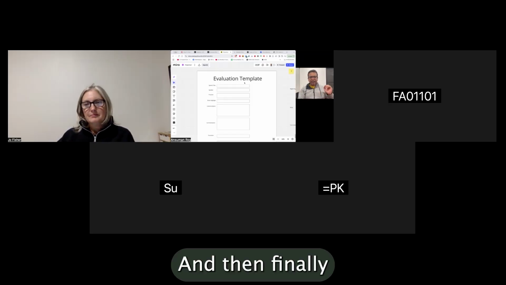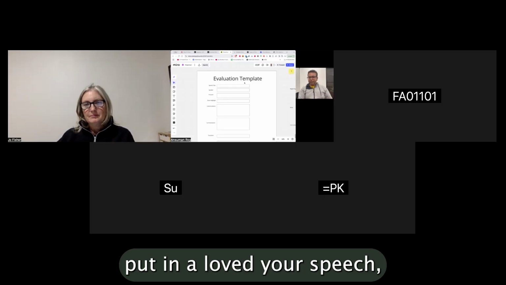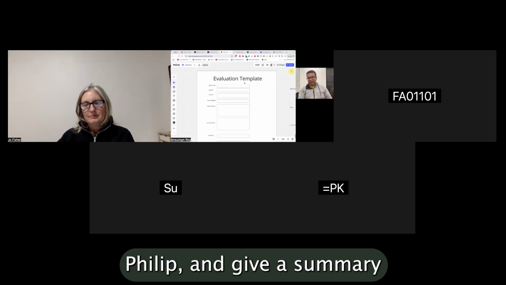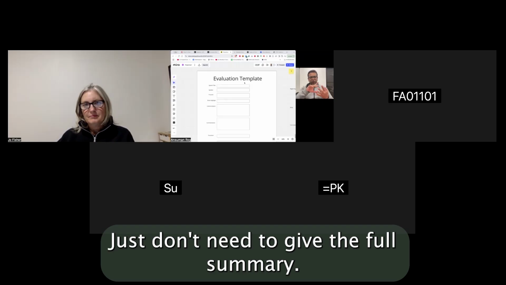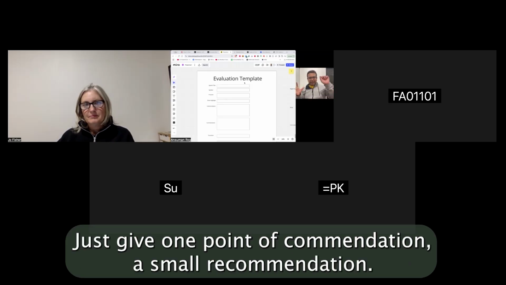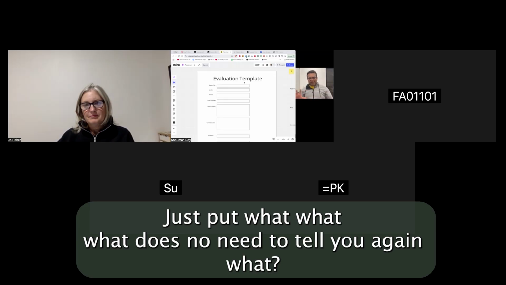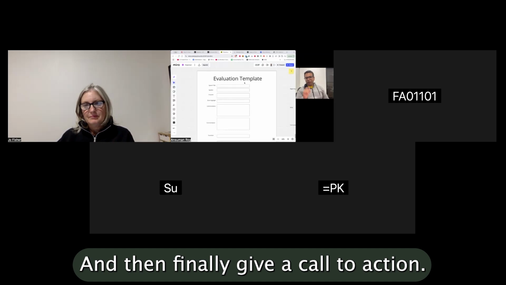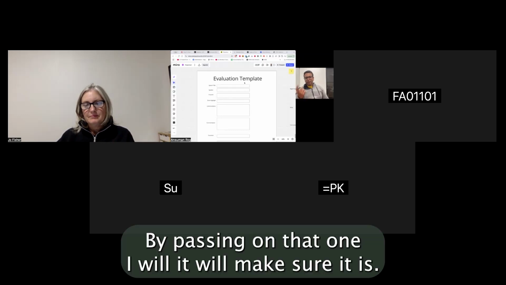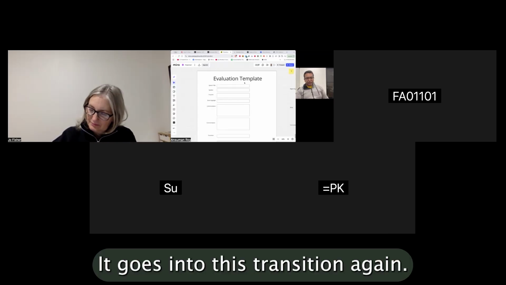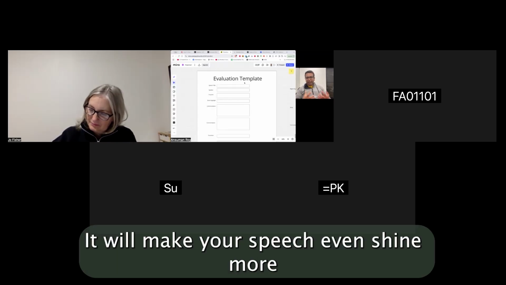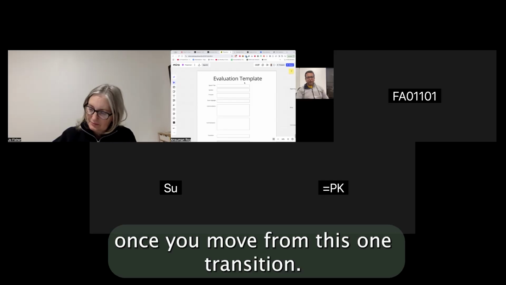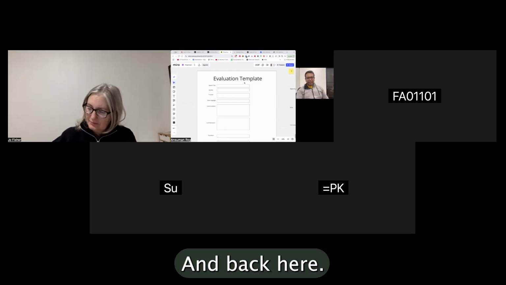And then finally, put in a 'loved your speech, Philip' and give a summary. You don't need to give the full summary. Just give one point of commendation and a small recommendation. Just put what; no need to tell why again. And then finally, give a call to action by passing on that one. It will make your speech shine even more, once you move from this transition and back here.